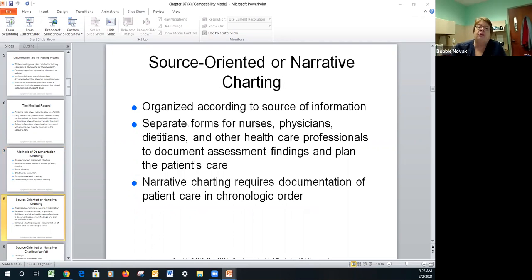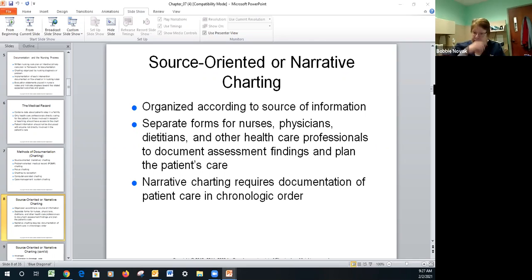So source-oriented or narrative charting. In a chart with source-oriented charting, there's a tab for the nurse's note, there's a tab for the physician notes, there's a tab for the therapy notes, there's a tab for nutrition, okay? Everybody has their own section and they document in their own section, okay? So that's what we mean by source-oriented. And then we also call it narrative because you're just telling the story. There's no checklist or anything else, you're just telling the story.